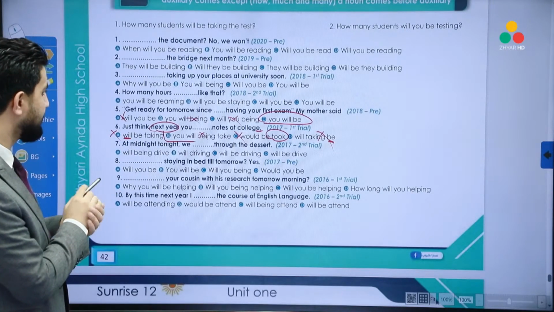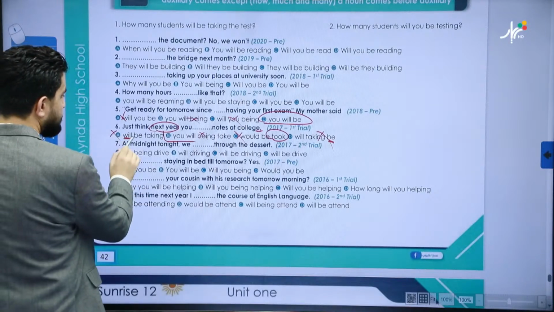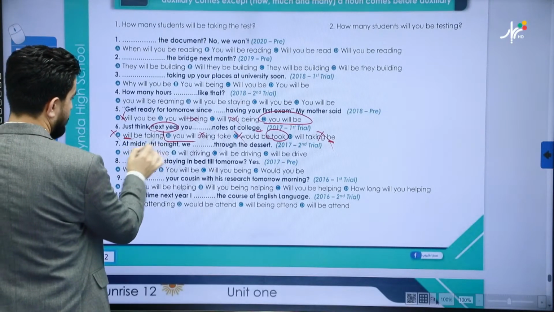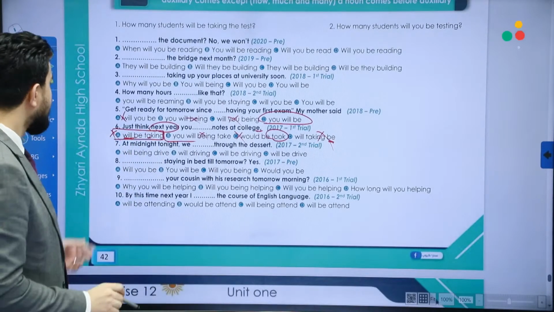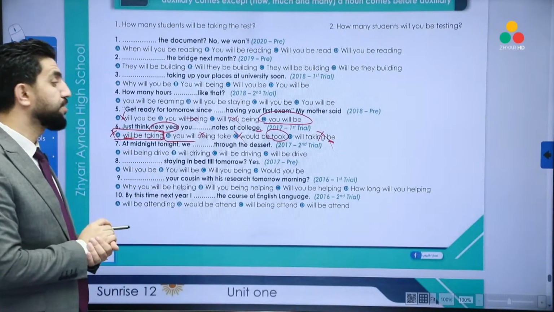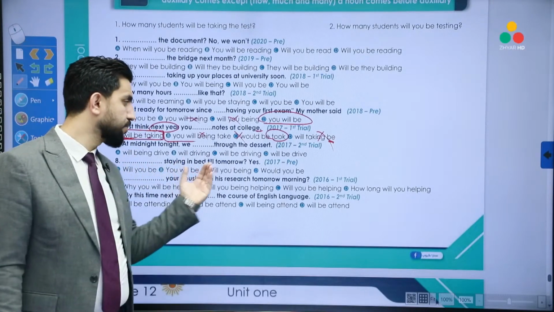You will be taking notes. This must be will be, sorry. You will be taking. Yes, this one is the correct answer, of course. Number 7: At midnight, we will be driving through the desert.